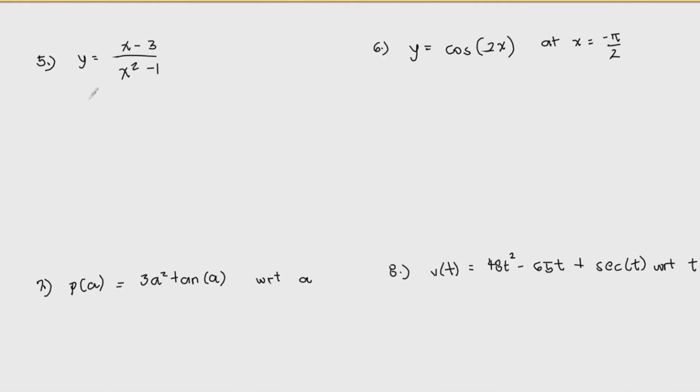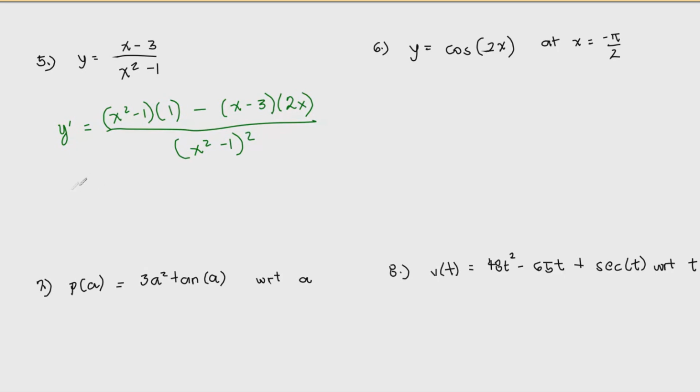So as you can see here, in number 5, we have a rational expression. So what we have to do here is to apply the quotient rule. So we have y prime is equal to the denominator multiplied with the derivative of the numerator, that is 1, and then subtract, copy the numerator, and then the derivative of the denominator, so that is 2x. Then divide this all by the square of the denominator.